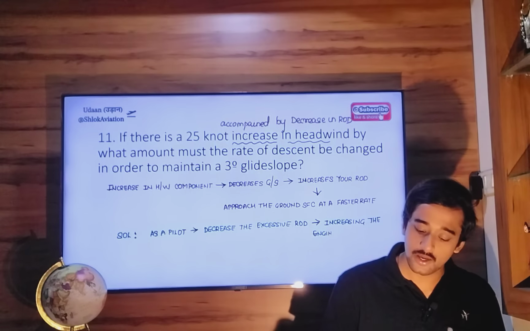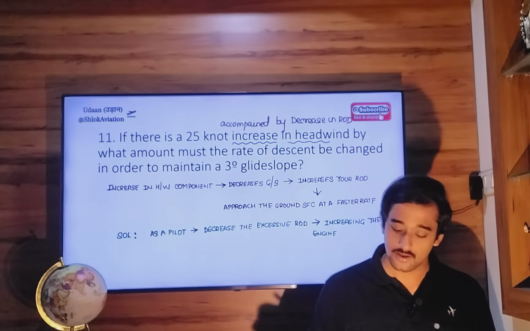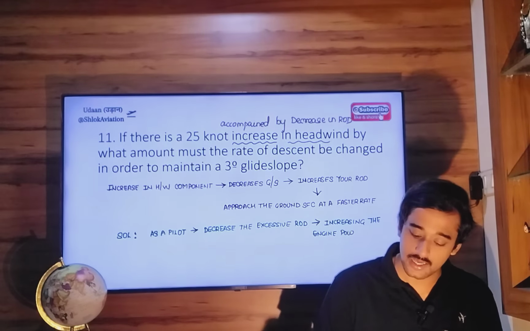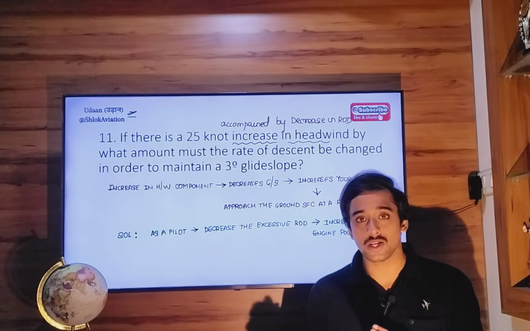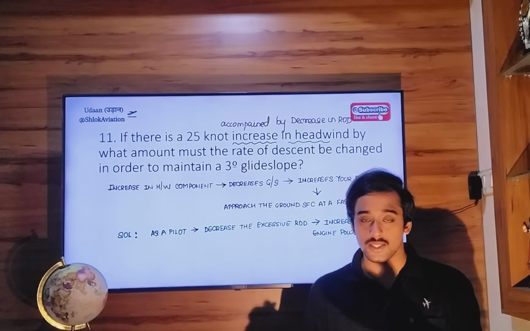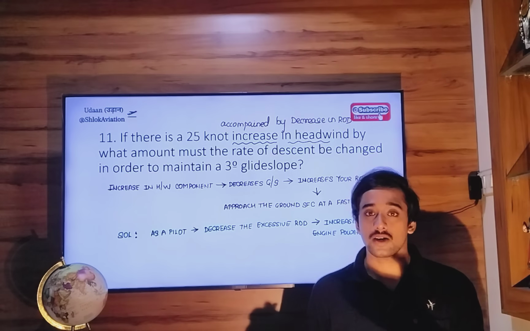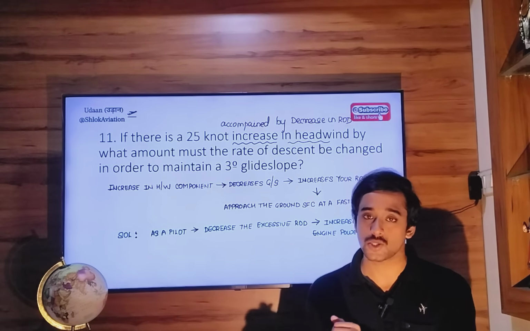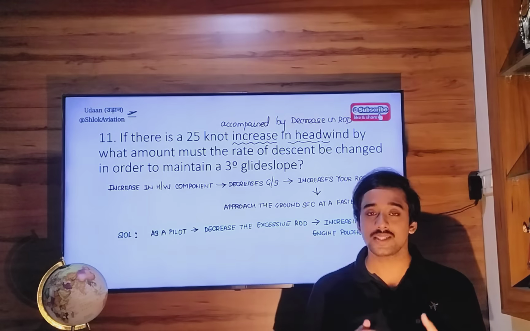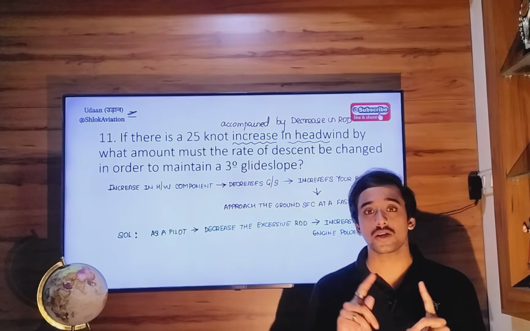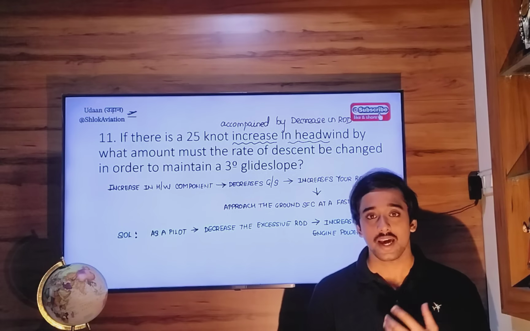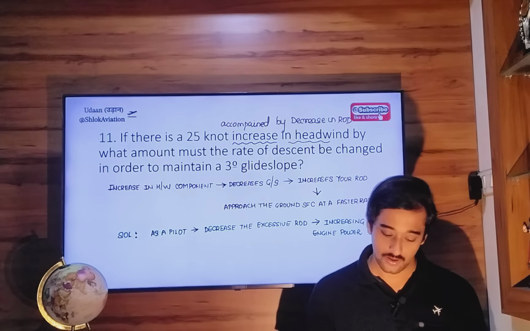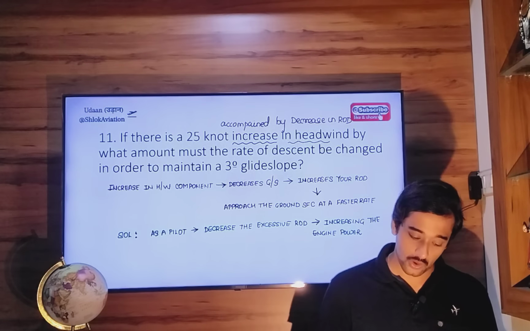So you are deliberately going to increase the power of your aircraft. When engine power is increased, the true airspeed of your aircraft will increase, and that increase in true airspeed will give rise to an increase in ground speed of your aircraft. So this increase in forward speed will counteract any decrease in the ground speed caused by an increase in headwind component. Okay, so this is what happens.